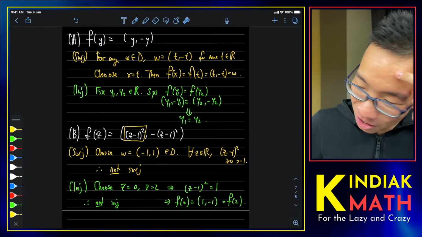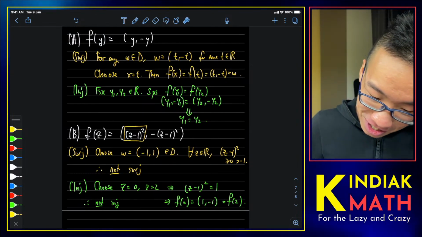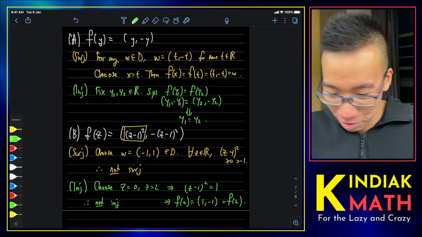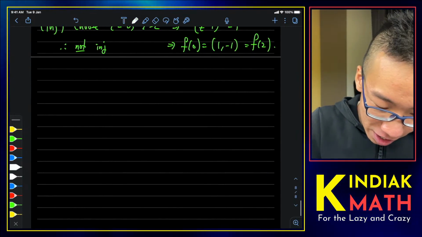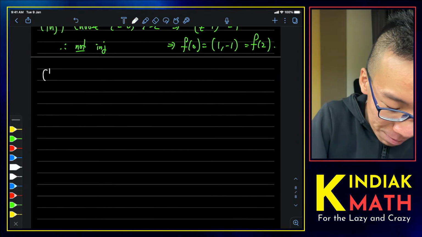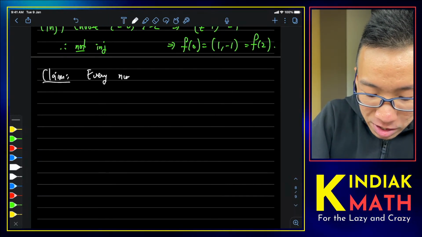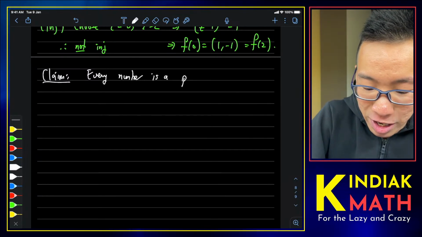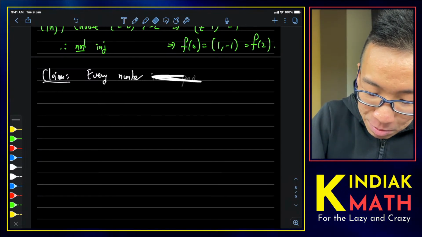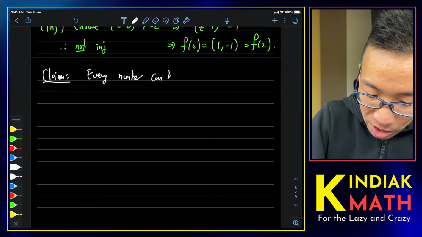How about induction? Oh, no, I forgot the induction question. Right, let me end off with induction. Here's a simple question. Claim: every number can be written as a product of primes.